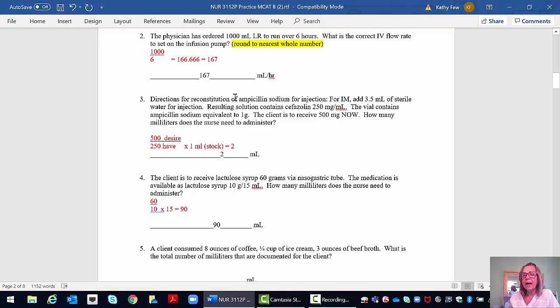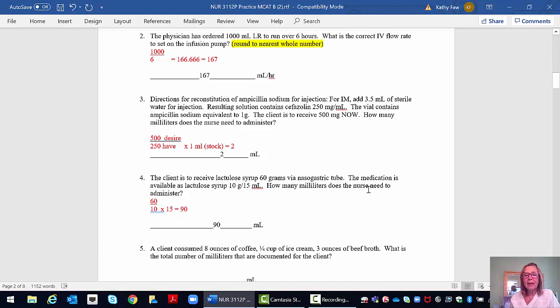All the rest of that is just a bunch of fluff. Just think about what the question is and what the doctor is asking for, and then how it comes. So what is your desire? That means what the doctor ordered. What do you have in stock? Times the mL, and that equals 2.